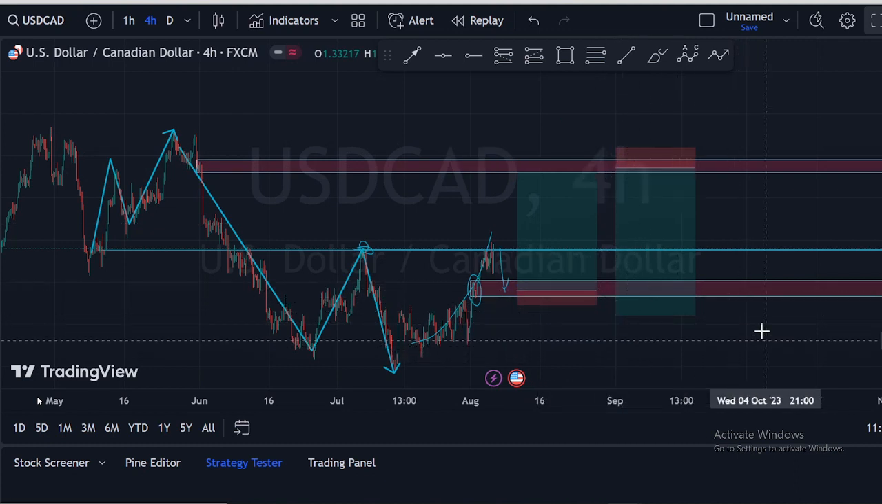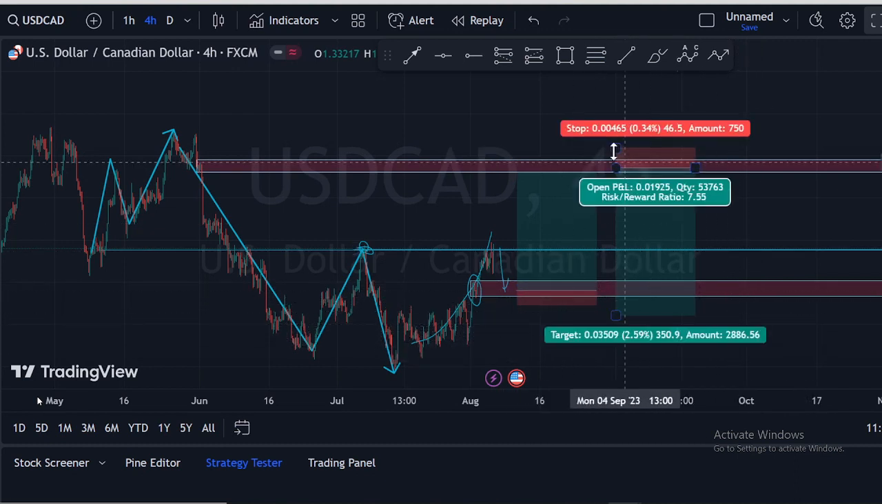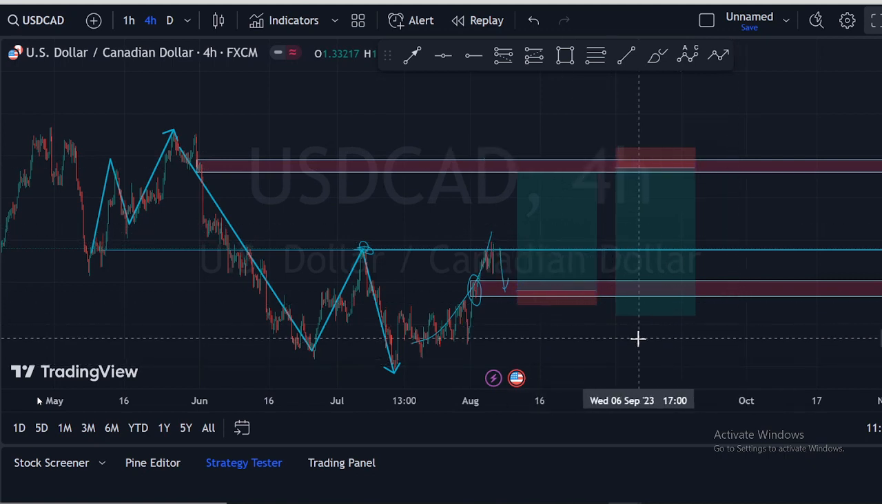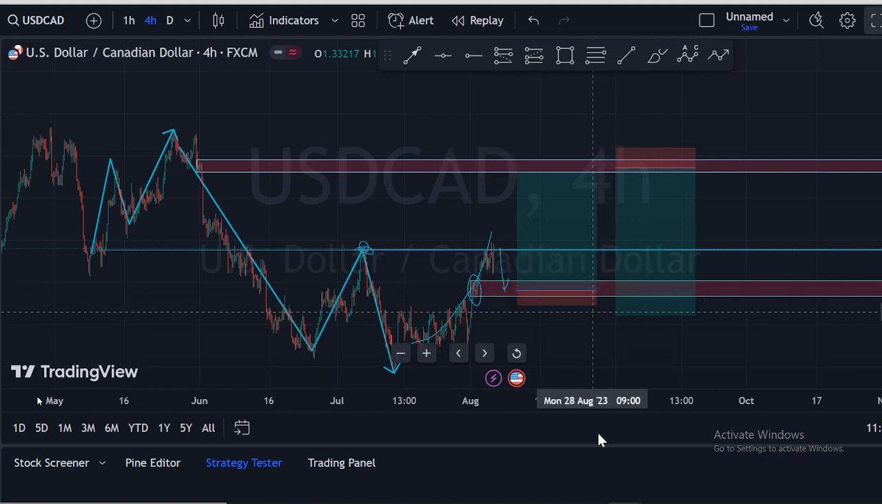So that is the analysis for USDCAD for the following week. Those are the two positions that we are expecting, and they can come in any order. Hopefully we will make some good trades.